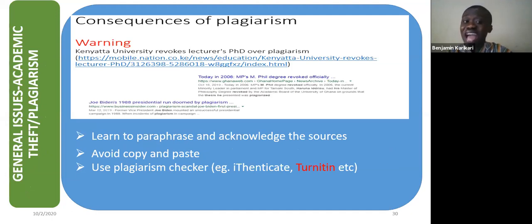I must add this: plagiarism, academic theft. Please, don't say you are too smart. Just look at the 3 examples. Kenyatta University revokes a lecturer's PhD over plagiarism.